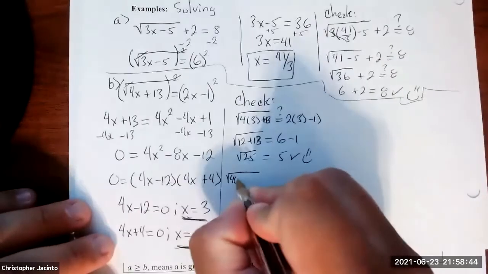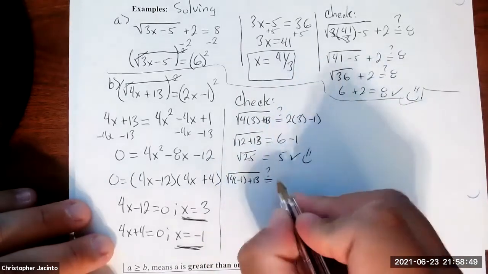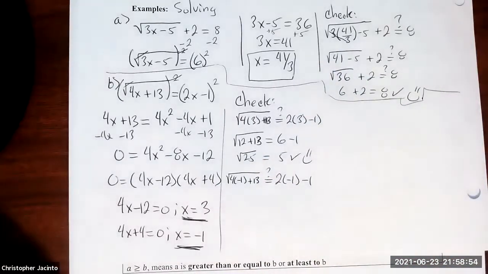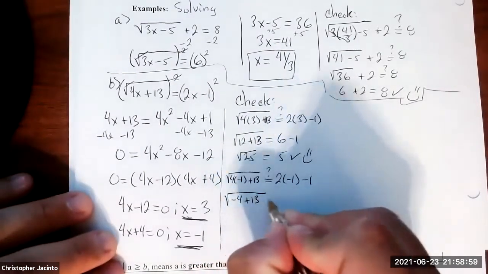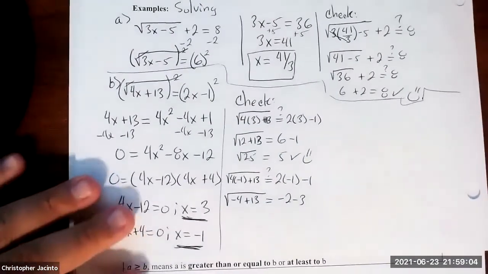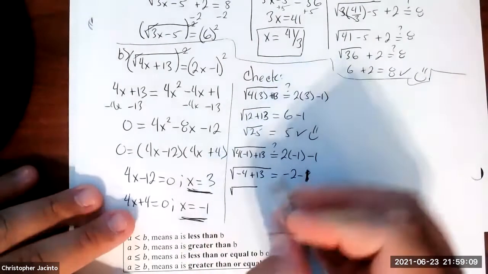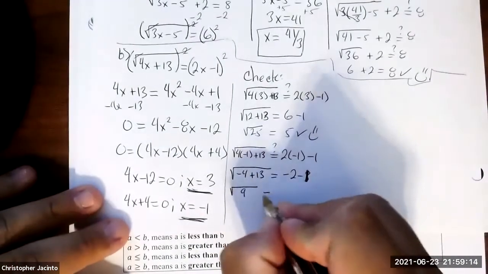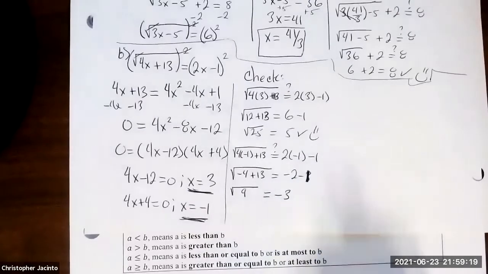And now we just check again for x equals negative 1. So 4 times negative 1 plus 13. Does that equal 2 times negative 1 minus 1? So inside here, it's going to be negative 4 plus 13. On this side, it's going to be negative 2 minus 1. Inside the square root, negative 4 plus 13 gives you positive 9. And on this side, that gives you negative 3. So if I take the square root of 9, does that give me negative 3?